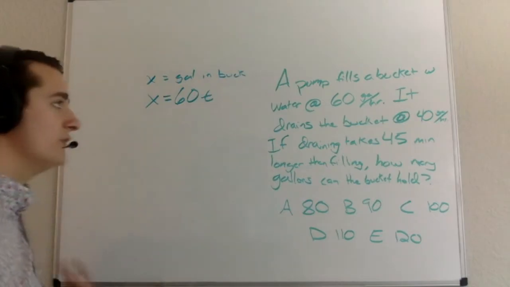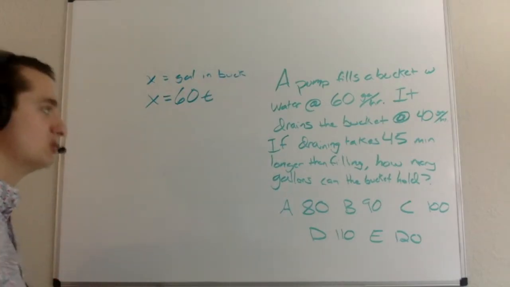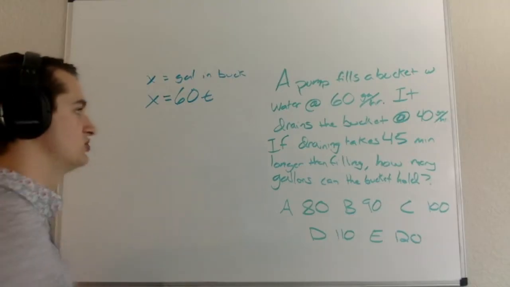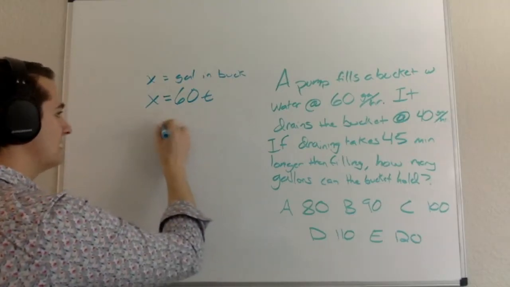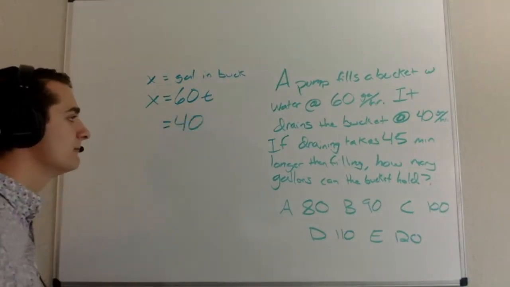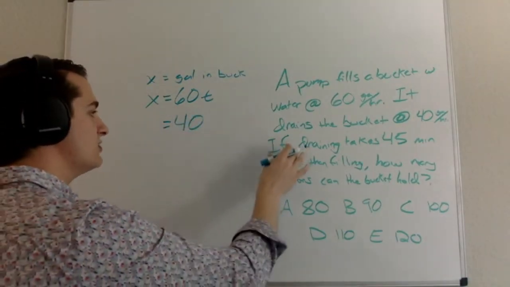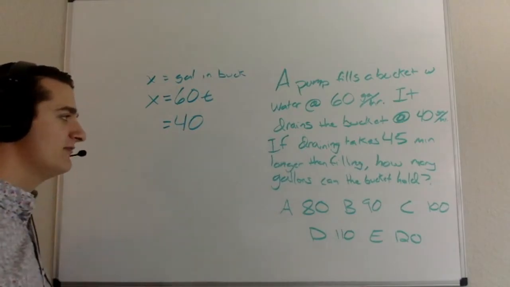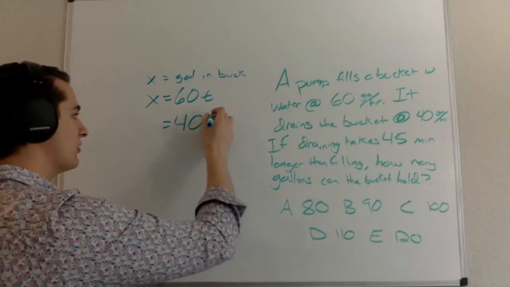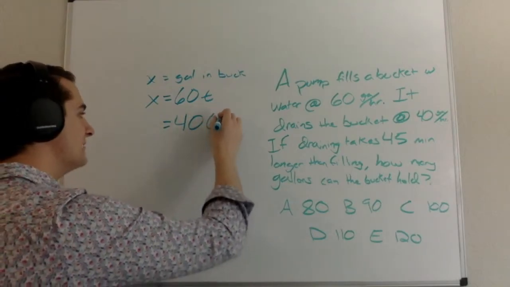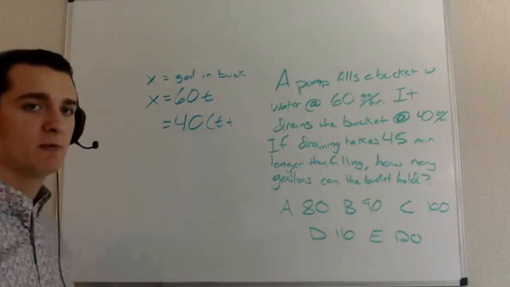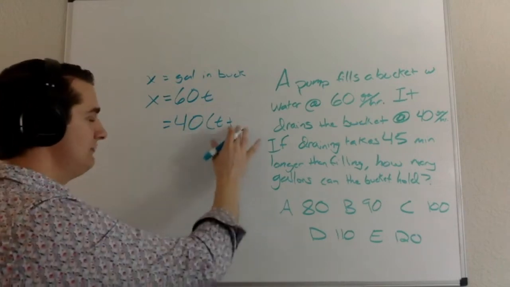From here, I also know about what it takes to drain the entire bucket. And I'm told that the entire bucket is drained at a rate of 40 gallons per hour. But I know that the draining takes 45 minutes longer than the filling. And so here, I'm going to say 40 times my time plus, now here's where a lot of people will go wrong, is they'll say T plus 45.